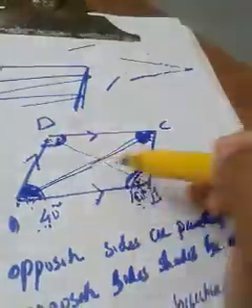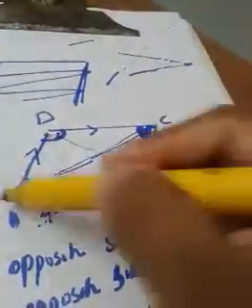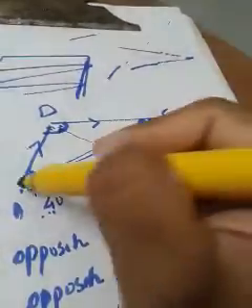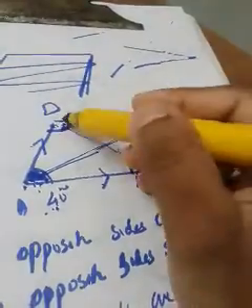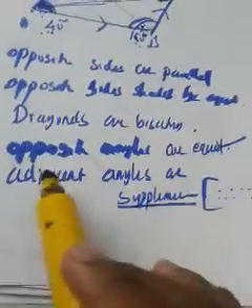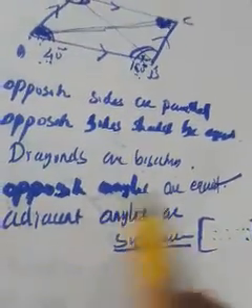These two angles should be equal because they are not adjacent. They are opposite. But when you add these two angles, 180. Sum of these two angles should be 180. That is what it means: adjacent angles are supplementary and opposite angles are equal.